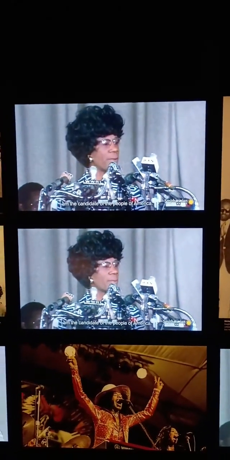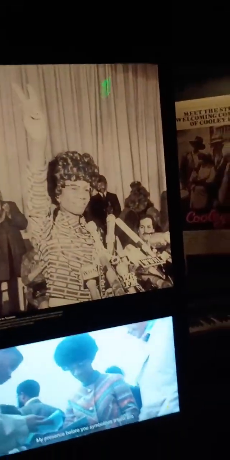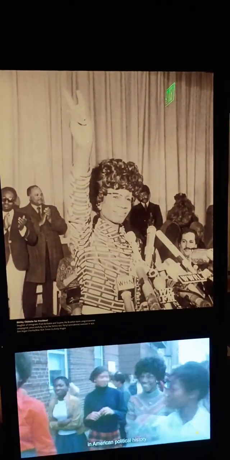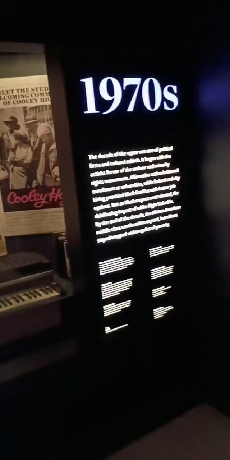My presence before you. That's Shirley Chisholm. She ran for president. Oh, so we just came out of the 80s. This is the 70s. Let's see what else they got in here.